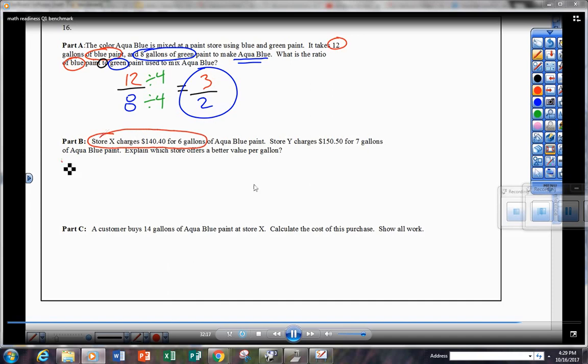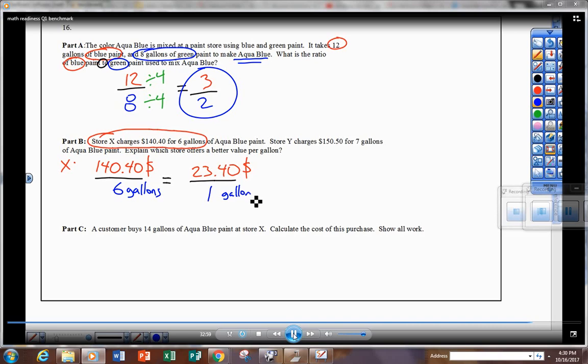All right, next problem. All you're doing is finding 2 unit rates and comparing them. So dividing, and again, unit rates, always dollars on top. We would never have a unit rate with $1 on the bottom. So this store charges $140.40 for every 6 gallons, but again, always dollars on top, gallons on the bottom. If I use my calculator to divide 140.4 first, then the divide button, and then 6 second, I get $23.40 per gallon.